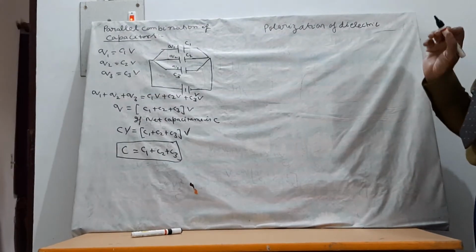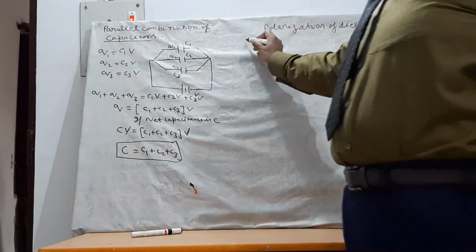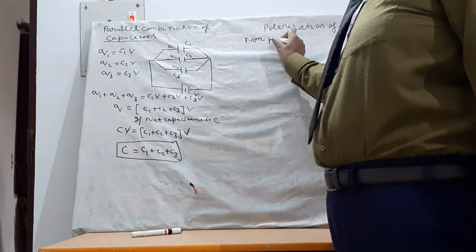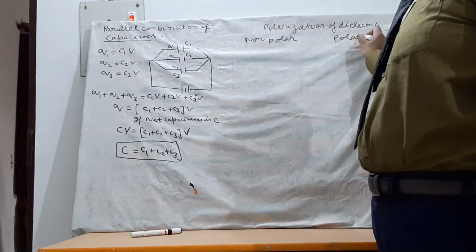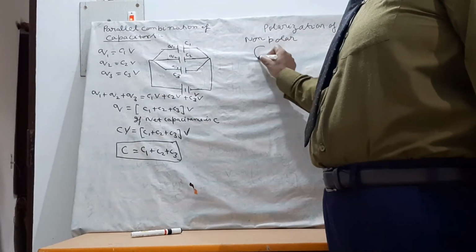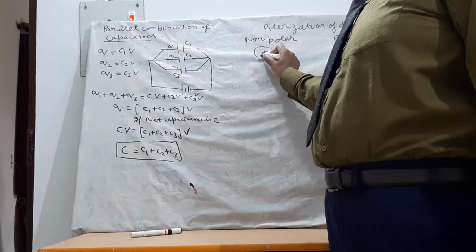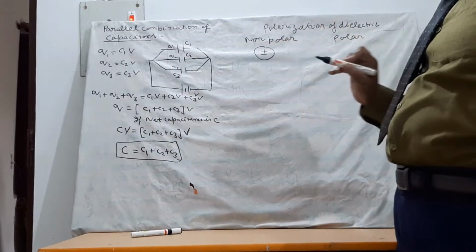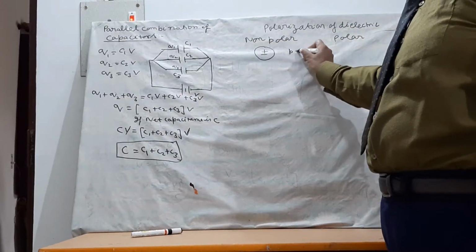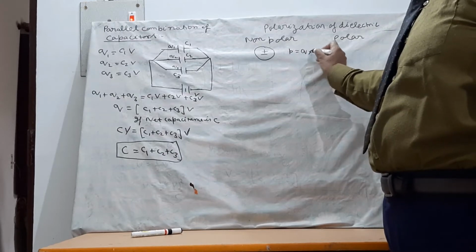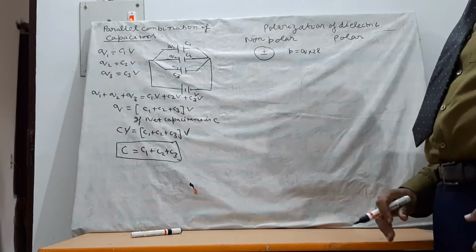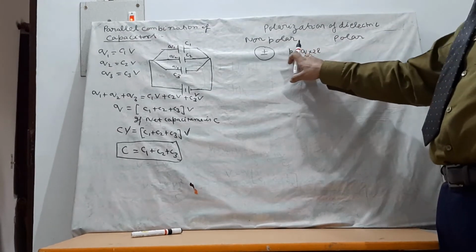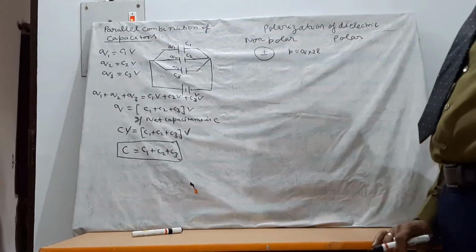As I said, dielectrics are of two types, non-polar dielectric and polar. In non-polar dielectric, positive charge center and negative charge center are at the same place. And you know that electric dipole moment is P equal to Q into 2L. Therefore, if the distance between the positive and negative charge is 0, so 2L is 0. Therefore, net dipole moment of these molecules is 0.